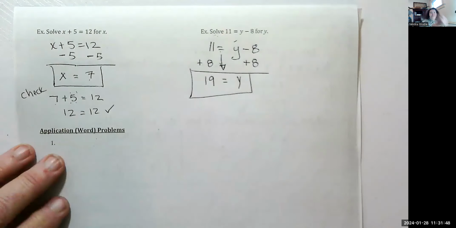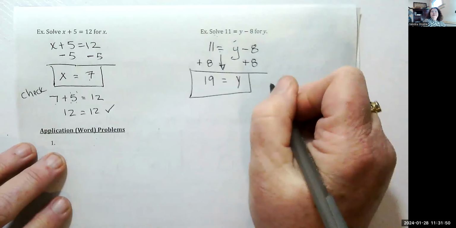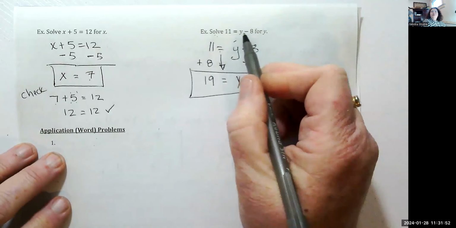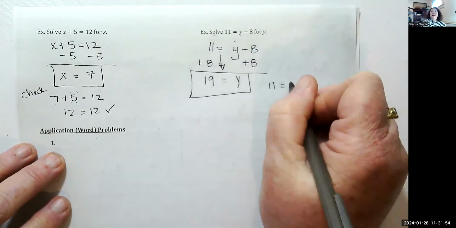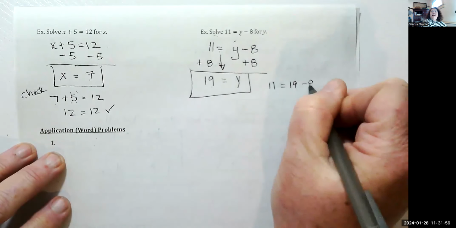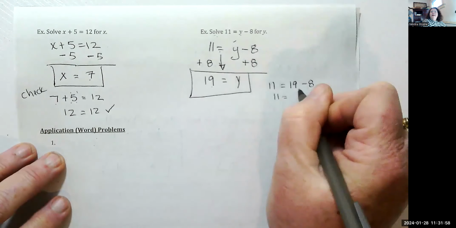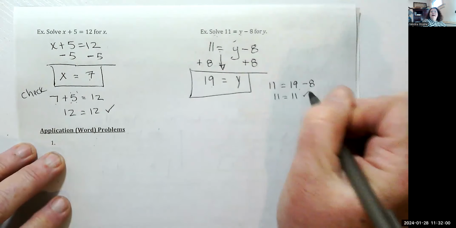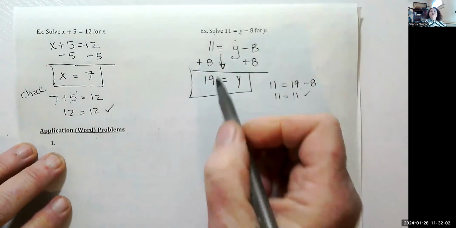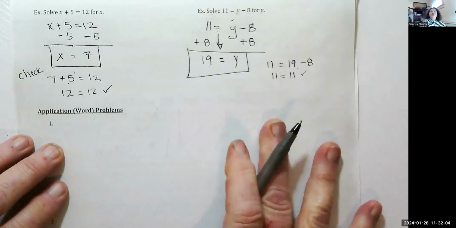To check that, I'm going to take my original, the 11 is equal to, where the y is, we're going to say that that's 19 now, minus 8. So the right side is 11, it checks out, so y equals 19 is our solution for that.